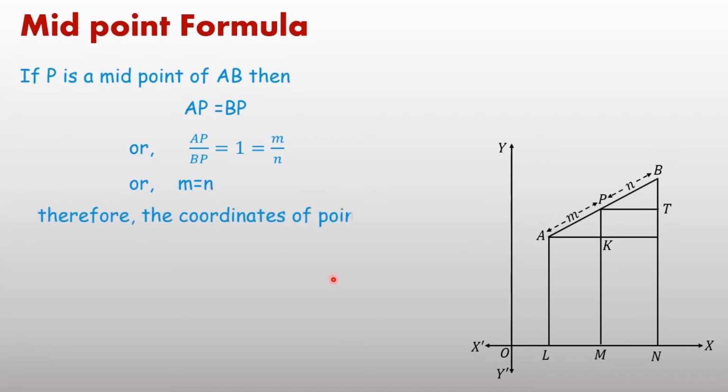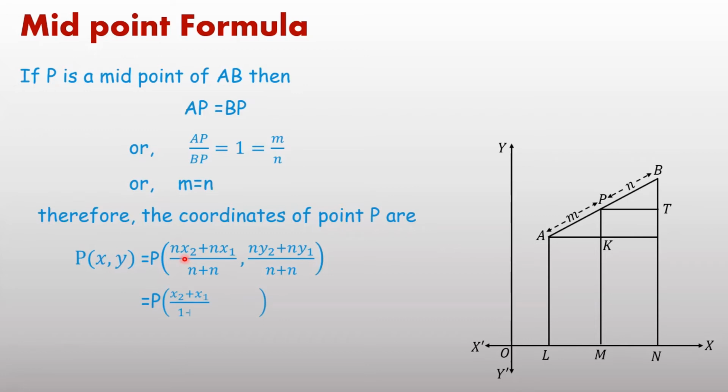Now in section formula, put in place of M as N and you will get midpoint formula. Means (MX2 plus NX1), in place of M, write down N: (NX2 plus NX1) upon (N plus N), because both ratios are the same. In place of M, we are writing N: (NY2 plus NY1) upon (N plus N). N common, N cancel out. (X2 plus X1) upon (1 plus 1), (Y2 plus Y1) upon (1 plus 1). Rearrange and we will get the result (X1 plus X2) upon 2, comma, (Y1 plus Y2) upon 2.